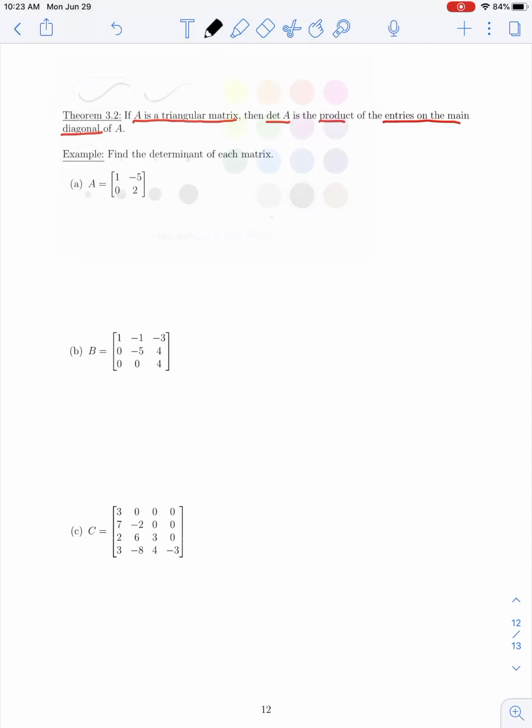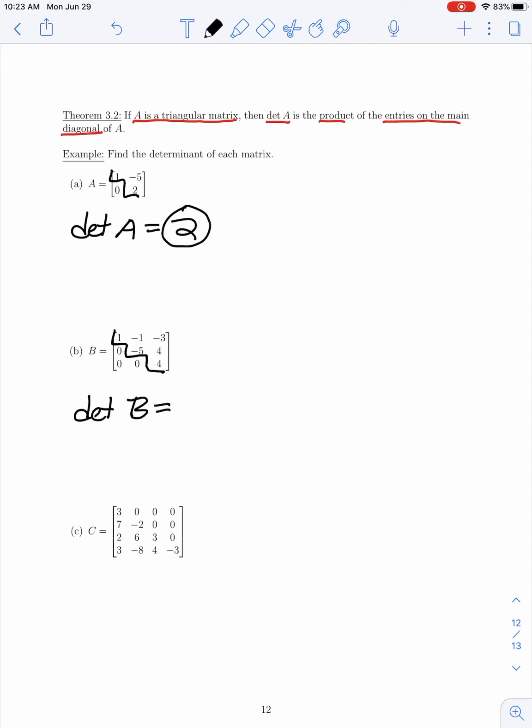So using that new result, let's look at calculating the determinants of some triangular matrices. So in part A, we have an upper triangular matrix. So its determinant is the product of the diagonals, 1 times 2. In part B, we have a 3 by 3 matrix, which is in upper triangular form. So by theorem 3.2, we know its determinant is the product of the diagonals, 1, -5, and 4, so -20.